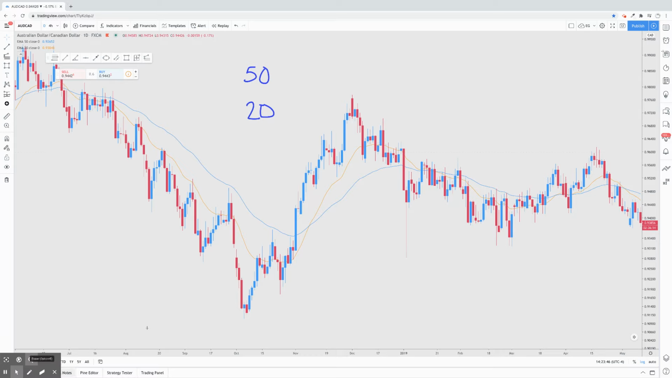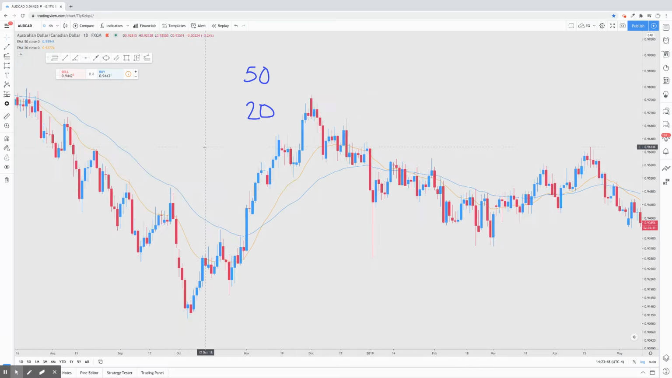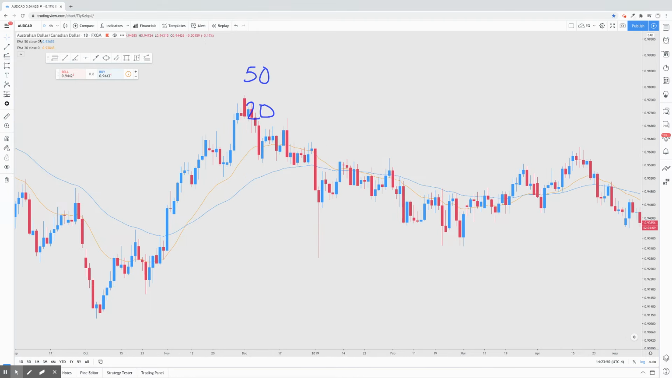So that's that. The 50-day we're looking at, and I hope you guys can see, I'm going to try to zoom us in. The 50-day EMA, I have blue, and the 20, I have orange, just so you can use that information going forward.